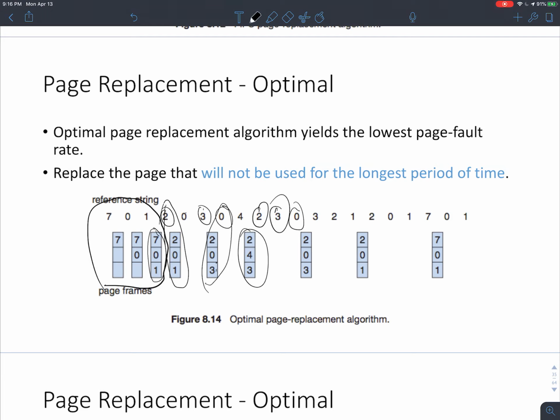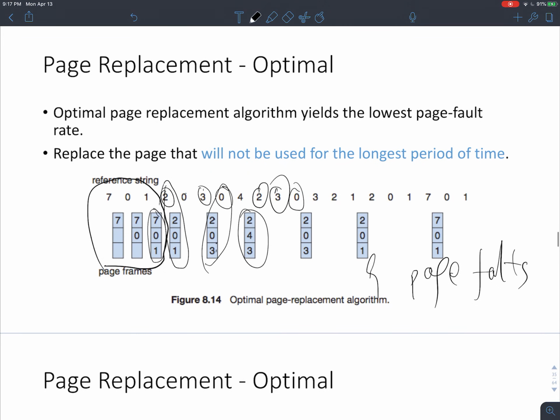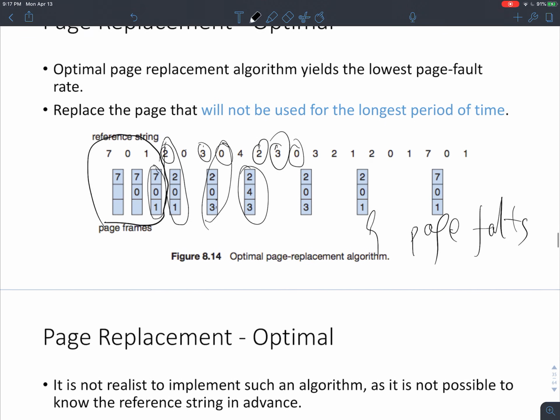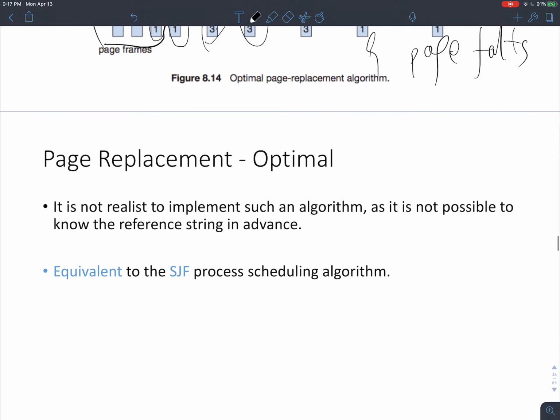And here we can see how many page faults or page replacements we have. We have 1, 2, 3, 4, 5, 6, 7, 8, 9. So we have 9 page faults, which is significantly better than the previous first in first out policy. First of all, it's guaranteed that the optimal page replacement algorithm will yield the lowest number of page faults, and that is pretty good. However, according to the name, you can probably tell that this algorithm is not realistic in practice. This is because you don't know which pages are going to be referred to in the future.